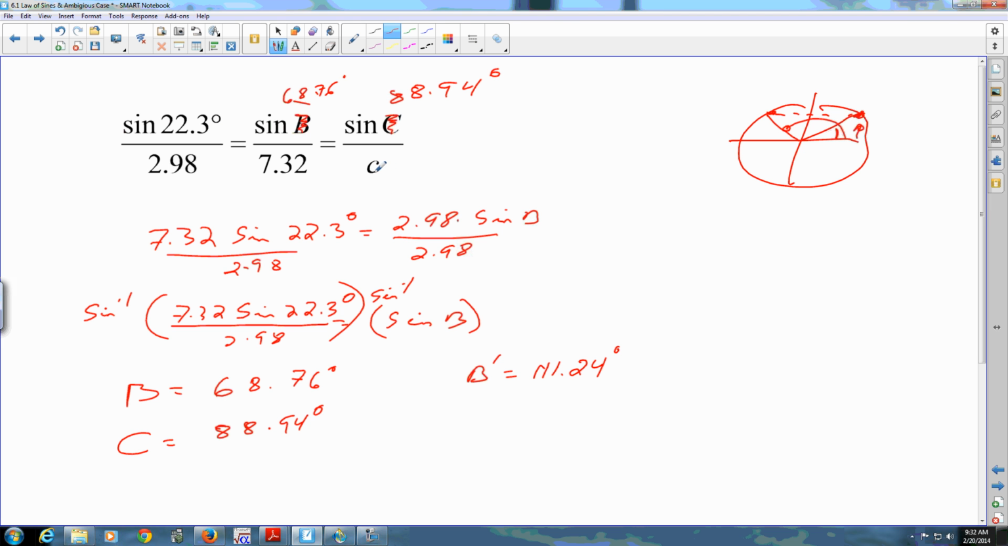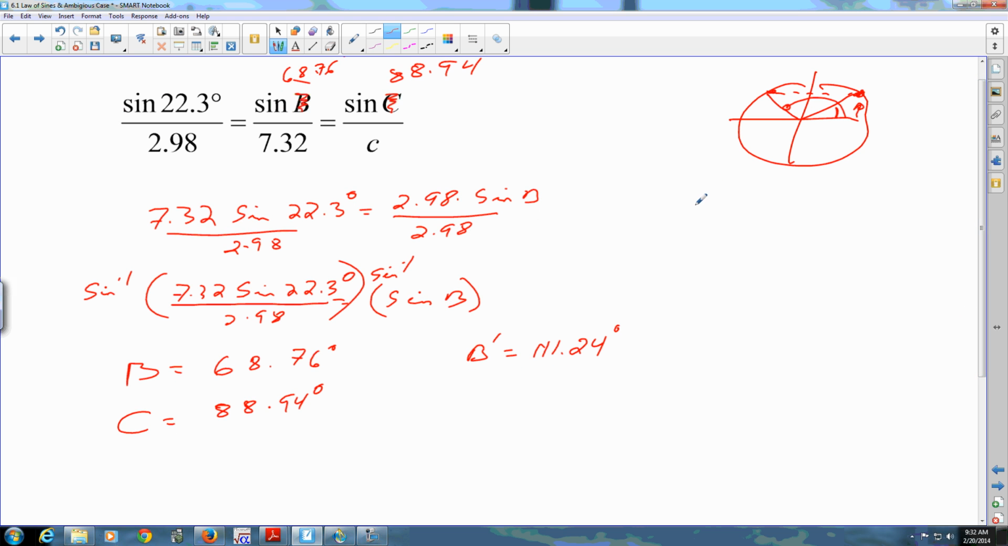Now I can solve for angle C, and I'm just going to use this pairing right here. I'll write it over here. So c sine of 68.76 degrees equals 7.32 sine of 88.94 degrees. I want to solve for side c, so I'm going to divide both sides by the sine of 68.76 degrees. So I get side c when I type that in.